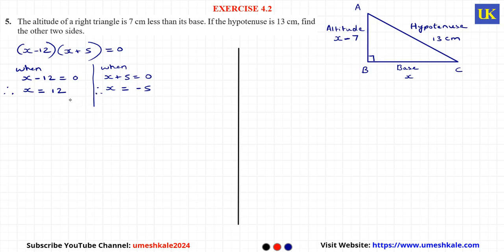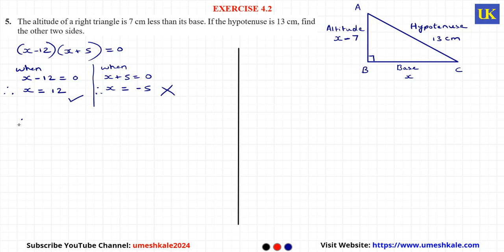As we can see, the negative value cannot be the right one, because x is the base of a triangle, and the base of a triangle cannot be negative, so this cannot be the answer. This one is positive, so this will be our answer. So we have to go ahead assuming that x is equal to 12.